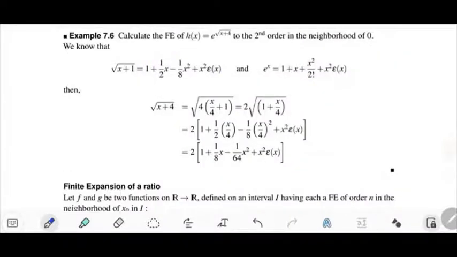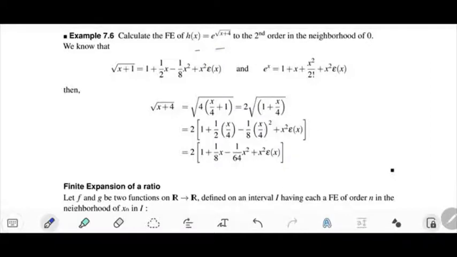Another final example, it concerns the function exponential square root of x plus 4 to the second order. So, of course, as I said before, you can take the function h and apply the Taylor expansion, but it will take a lot of time to make the calculation.